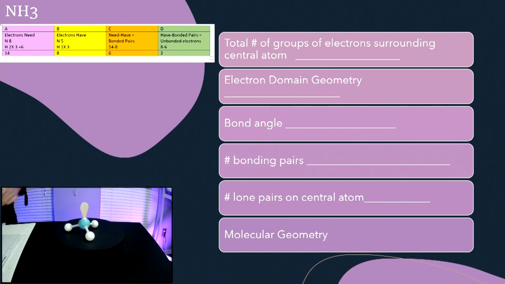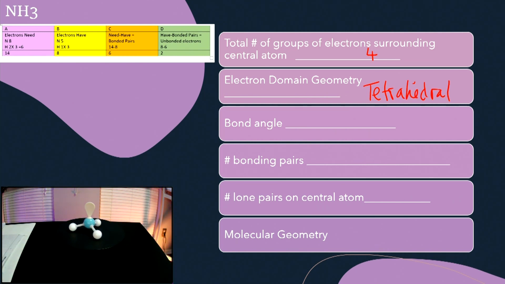Switching over, here we have NH3. So if you look at it, you see that there are 3 hydrogens and there is 1 lone pair. So the total groups of electrons will be 4. The electron domain geometry, because there are 4 domains, is tetrahedral. The bond angle is going to be less than 109.5.